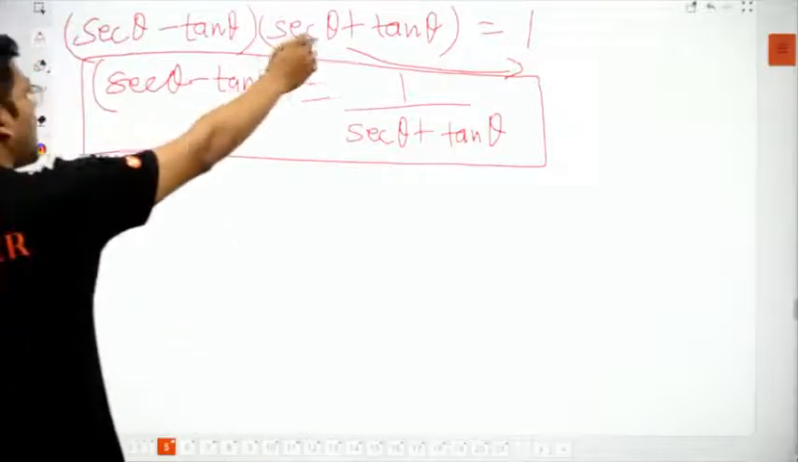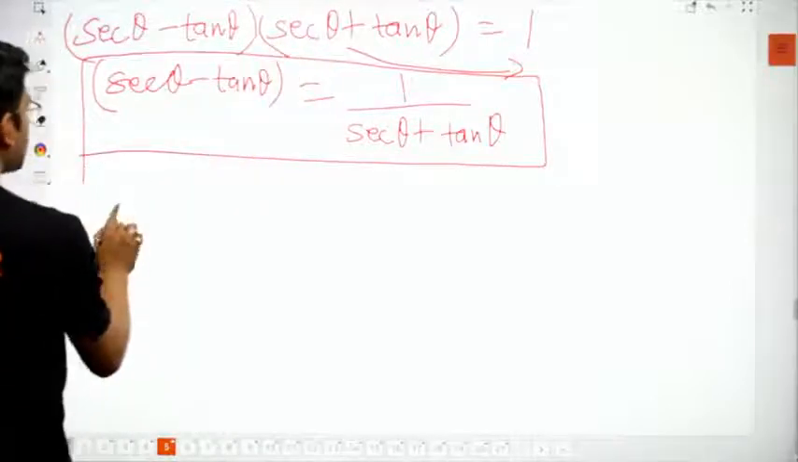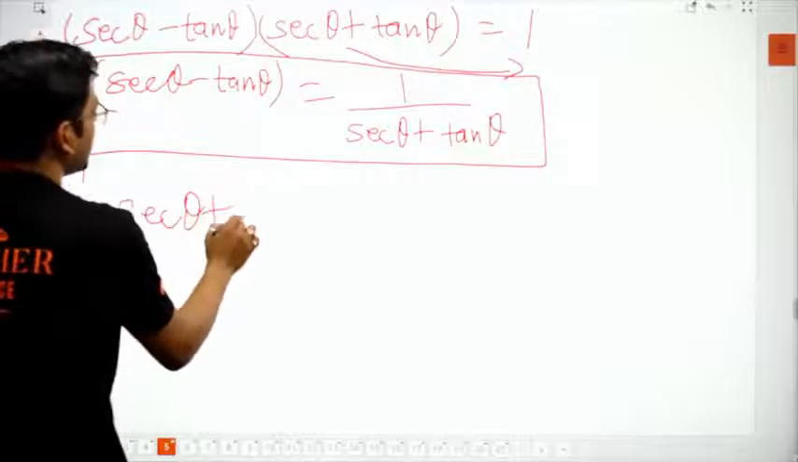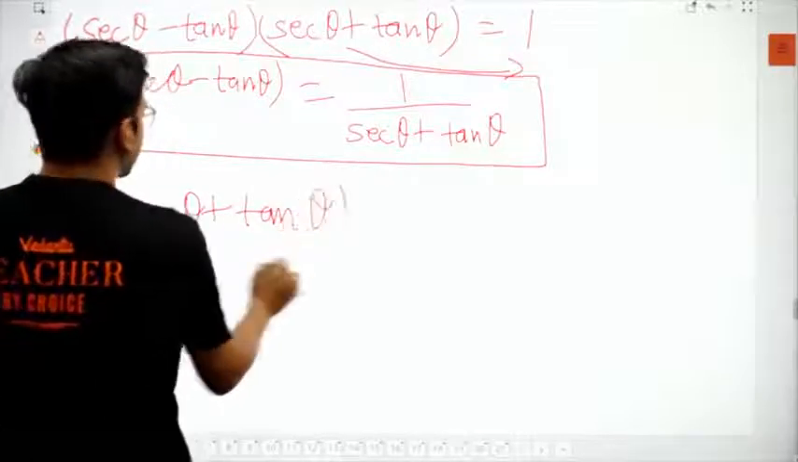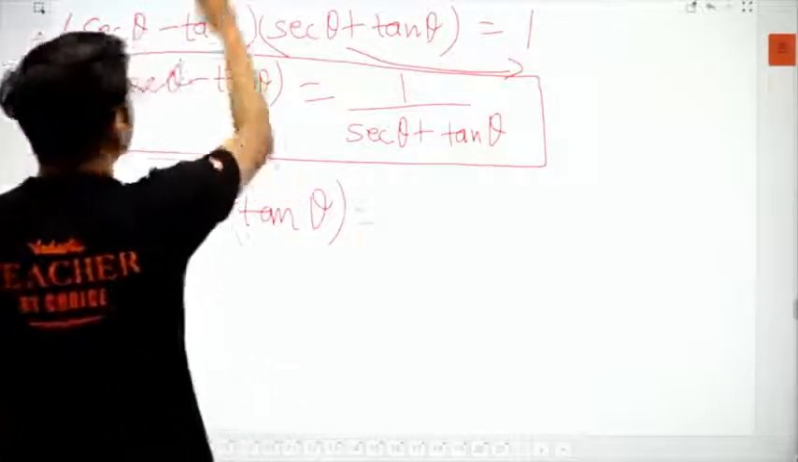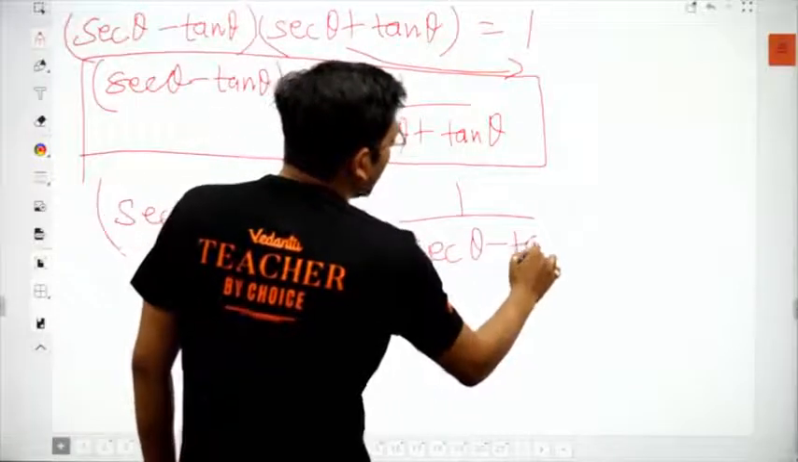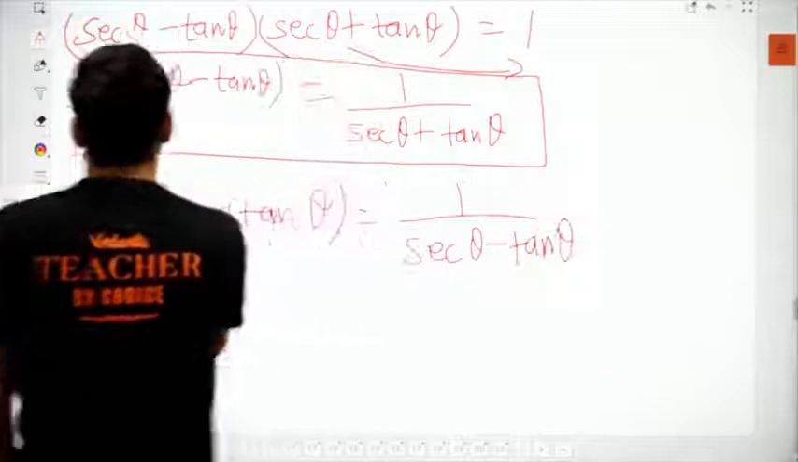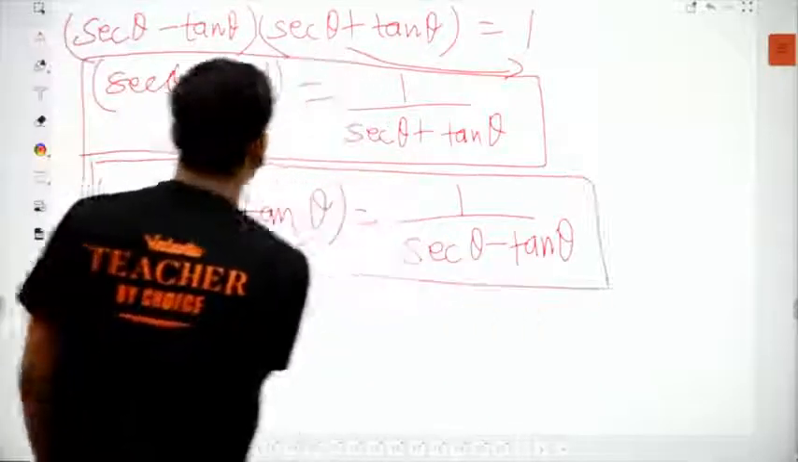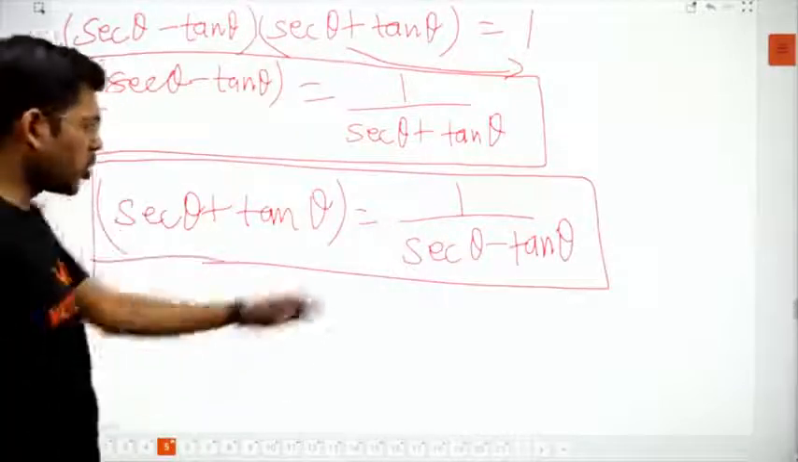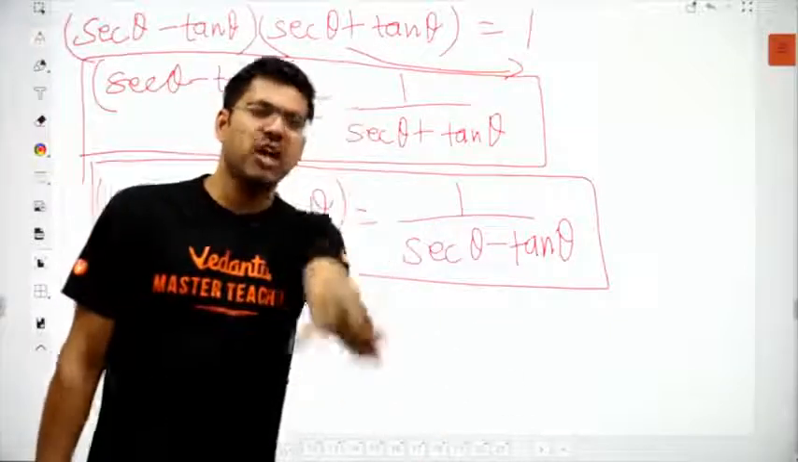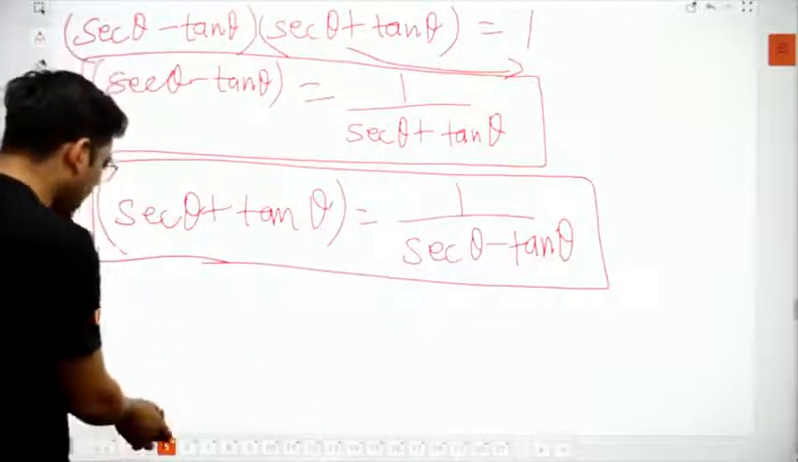You can do other thing also, sec theta plus tan theta. You put this sec theta plus tan theta in the LHS. Sec theta plus tan theta is equal to, and put this sec minus tan in the denominator. So this will become a sec theta minus tan theta. I'll show you how to use this formula. This is a beautiful one. I'll show you the questions. They are very good questions. Now next formula.